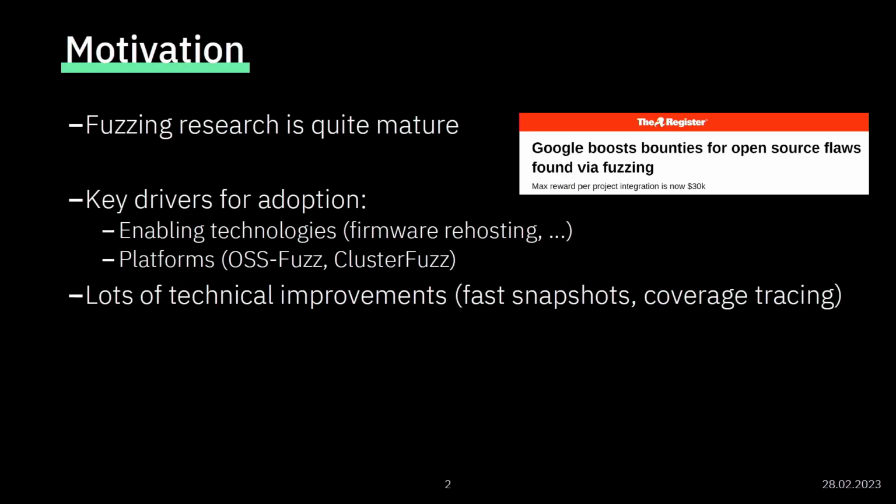You all in this room know that fuzzing nowadays is a quite mature research direction, and we had a lot of key drivers for adoption also in practice. We had, for example, enabling technologies like firmware rehosting and emulation to get much more targets fuzzed. But we also had, like the previous talk explored, platforms supporting this adoption, like OSS-Fuzz. And we also had a lot of technical improvements. For example, in fuzzers, we have stuff like fast snapshots or hardware-based coverage tracing.